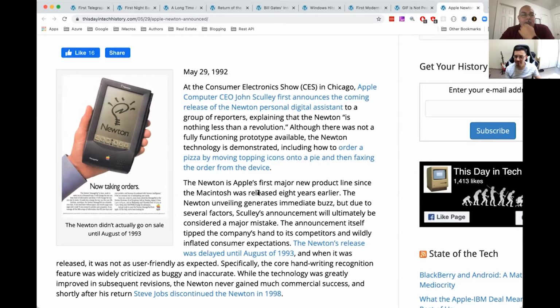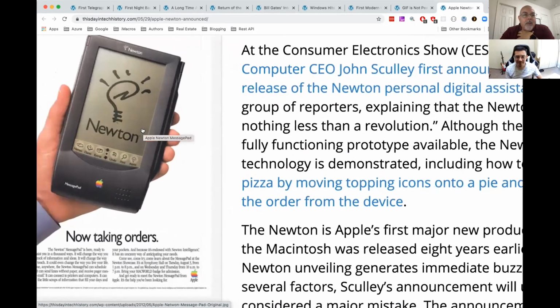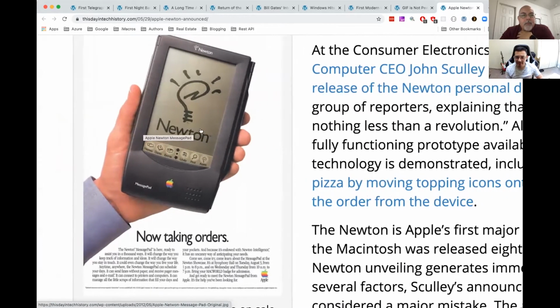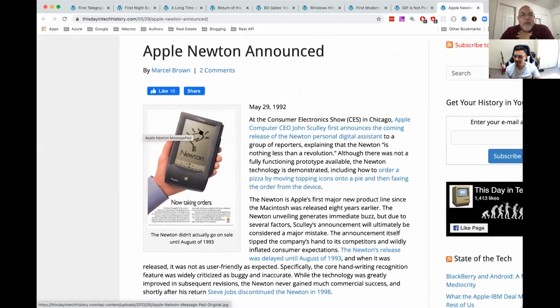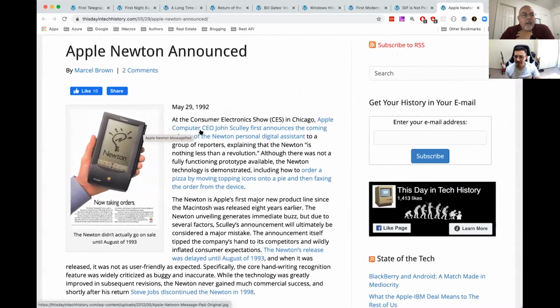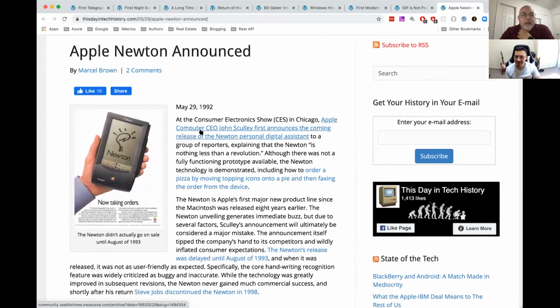You know what's interesting is that it's a credit card processor. Oh, wow. Now taking orders. Yeah. Wow, you can do a lot then. Yeah, that's kind of cool. Order a pizza by moving icons into a pie and faxing the order from the device. Wow. And then sliding your credit card.